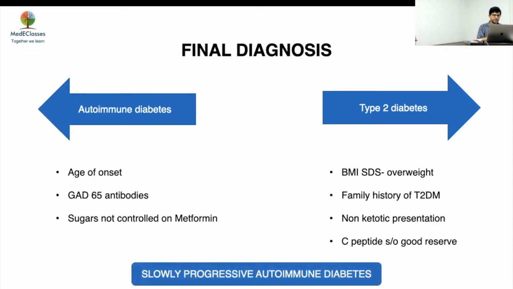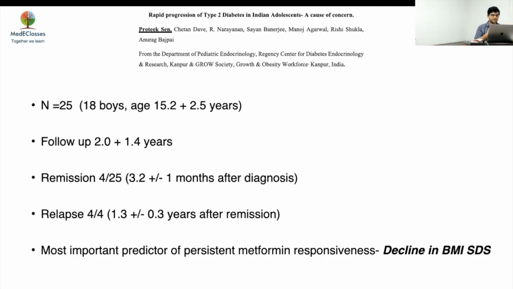So this child was diagnosed as slowly progressive autoimmune diabetes, or the type which is called type 1.5 diabetes mellitus. Now I would like to present the experience of CDC Regency regarding type 2. We have 25 patients with type 2, of which 18 were boys, with a mean age of 15.2 plus minus 2.5 years. They were followed up for 2 plus minus 1.4 years. An important point here is that 4 patients actually went into remission, meaning off any treatment. They were maintaining sugars even off metformin.